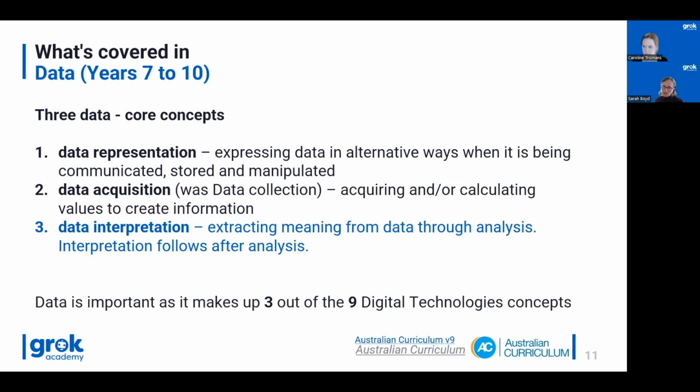Then data acquisition, which in version 8.4 was data collection. That's where we're acquiring or sourcing the data. And then we calculate values to create information from the data. For example, if we got data off a Fitbit, that's acquiring it, but then we have to get it onto a machine readable format, like a comma separated file. Then data interpretation, the third of the data concepts, is where we're extracting meaning from the data through the analysis. So you've got to analyze the data first before you can get the meaning out or find an interpretation.